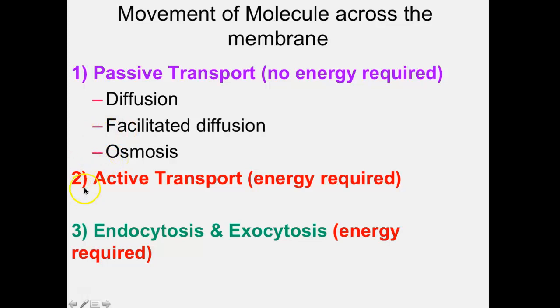Then there is active transport. Active transport means that you have to use energy. And again, energy means we're using ATP. And then the last kind of transport is endocytosis and exocytosis. Also energy is required, but it's a little bit different than the others. Okay, so we're going to start with diffusion.